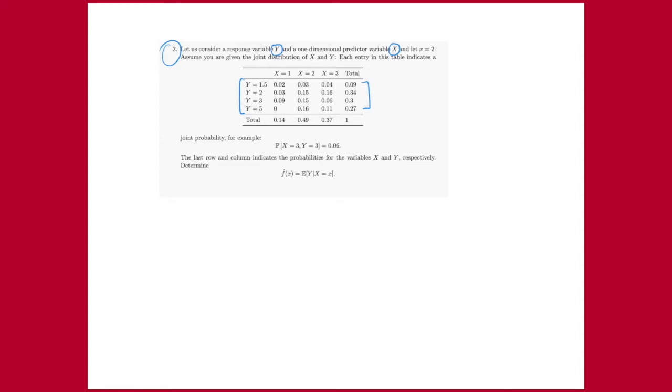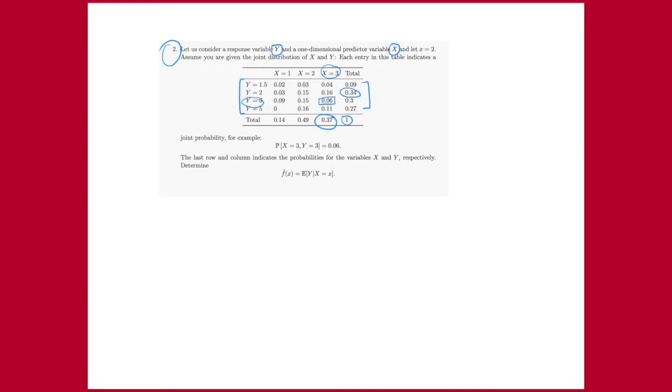Assume that maybe you had data and you use that data to estimate this joint distribution. For example, the probability that y and x are both equal to 3, you have to check the column x is 3, the row y is 3, you find that that probability is 0.06. And then you see here this 0.37, for example, is the probability that x is 3. And this 0.34 is the probability that y is 2. And of course, if you sum all the probabilities, you find 1.